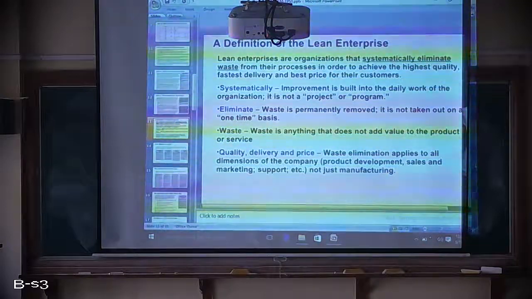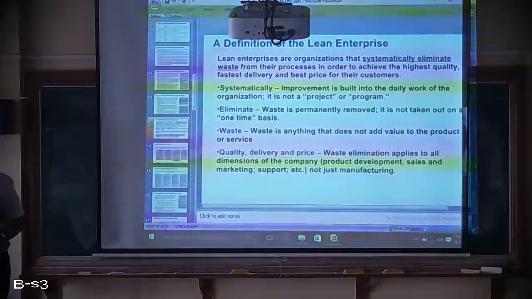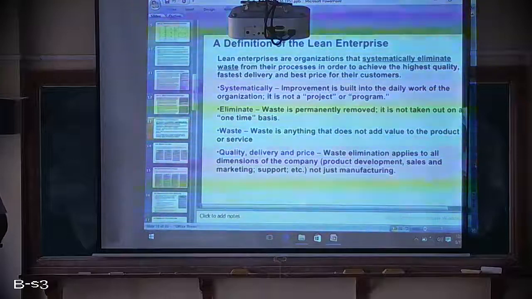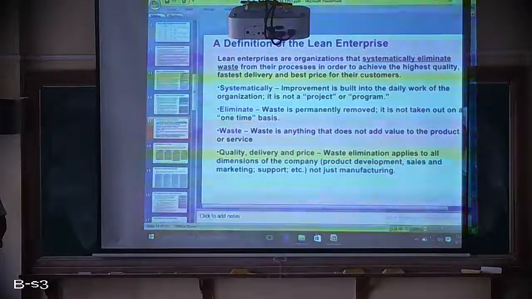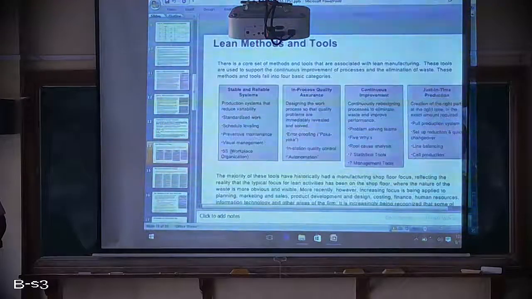And waste is anything that does not add value to the product. So remember, you should know what you mean by waste. Anything that is not going to add value for the customer, whether product or service, is going to be waste only. Next, quality, delivery, and price: waste elimination applies to all dimensions of the company, not just manufacturing.